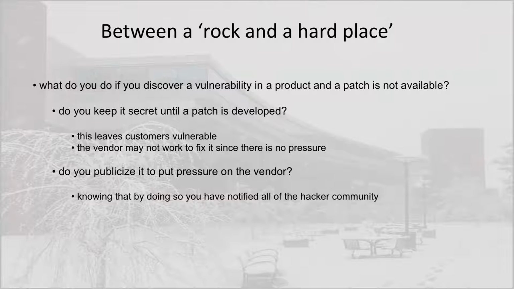So what do you do if you discover a vulnerability in a product and a patch is not available? Do you keep it secret until a patch is developed? This leaves customers vulnerable. The vendor may not work to fix it since there is no pressure. Or do you publicize it to put pressure on the vendor, knowing that by doing so you have notified all of the hacker community? This is a major ethical issue because you find yourself between a rock and a hard place.